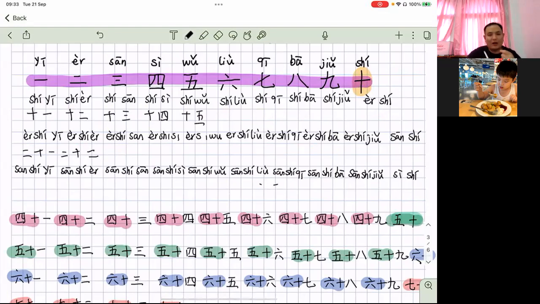Okay, this one. The first line of characters, from 1 to 10, are given. For the following questions, I will give you pinyin or pronunciation, and according to the pinyin, you need to write Chinese characters. Clear this one? This is the first question, from 11 to 40.